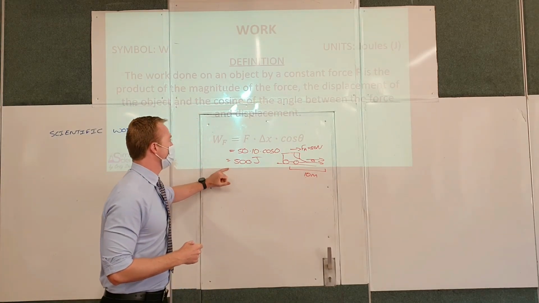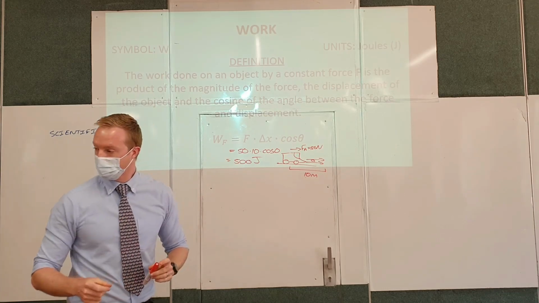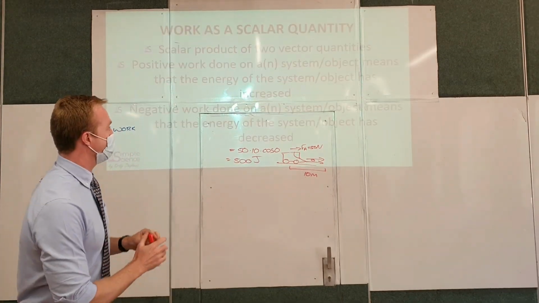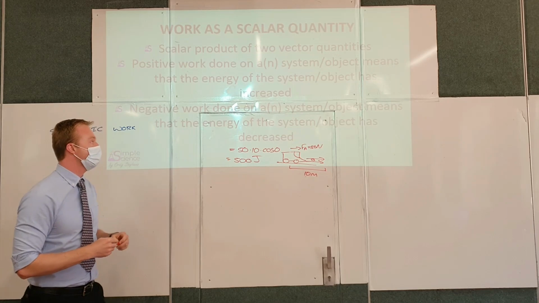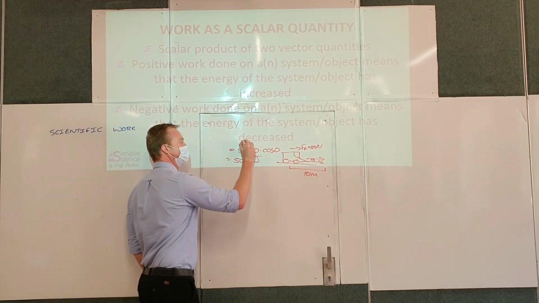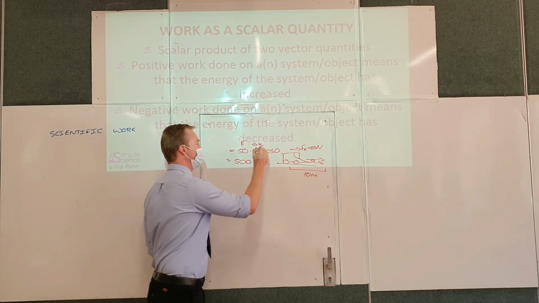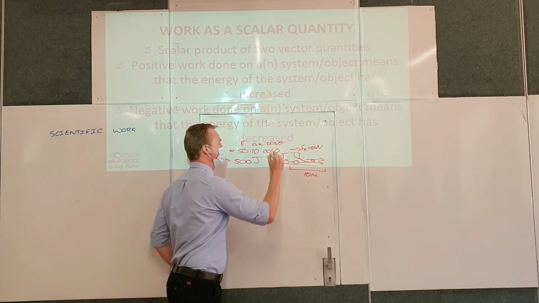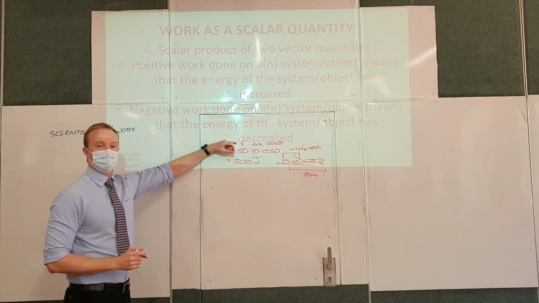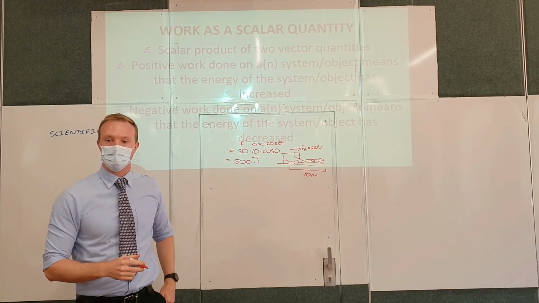So what's important to see here is that work is a scalar quantity. Although it is the product of two vectors, because it is the dot product and we're using the cosine here, we say that this product of two vectors gives us a scalar quantity.